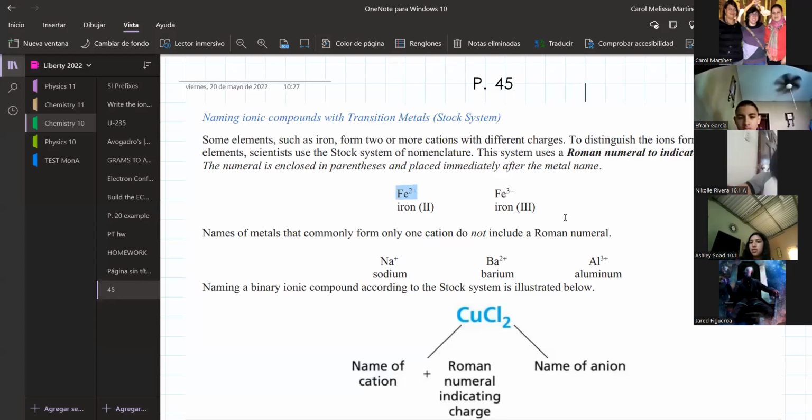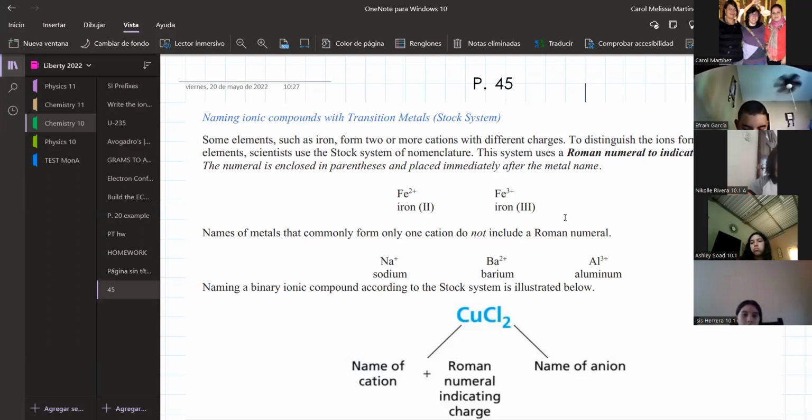For example, Fe2+ is going to be iron 2. Why? Because the charge is indicated here in the upper part, okay? So in this situation, it is very easy to identify the charge that the cation is using. So this system, in order to distinguish those ions, we're going to be using Roman numerals. This system is called the stock system.